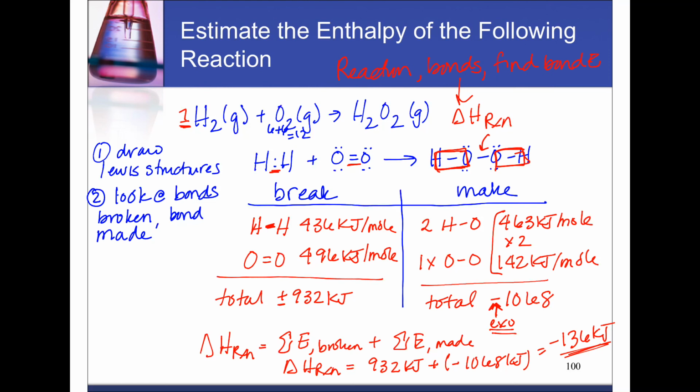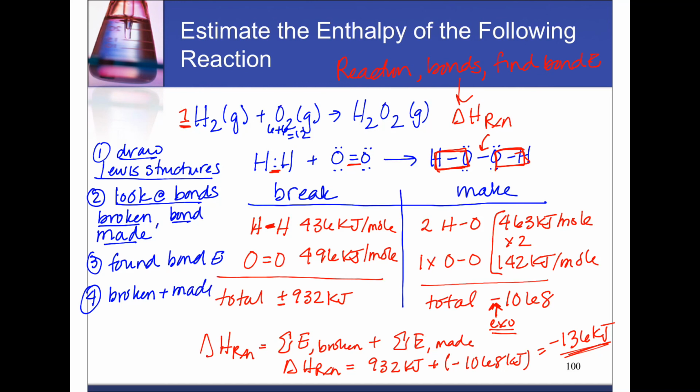So I should have added some things to my list here. I didn't. Okay. So we drew Lewis structures. We looked at bonds that are being broken and made. We found bond energies. And we did broken energies plus the energy that we get back when we made it. Like that. Okay, so we used this equation right here.